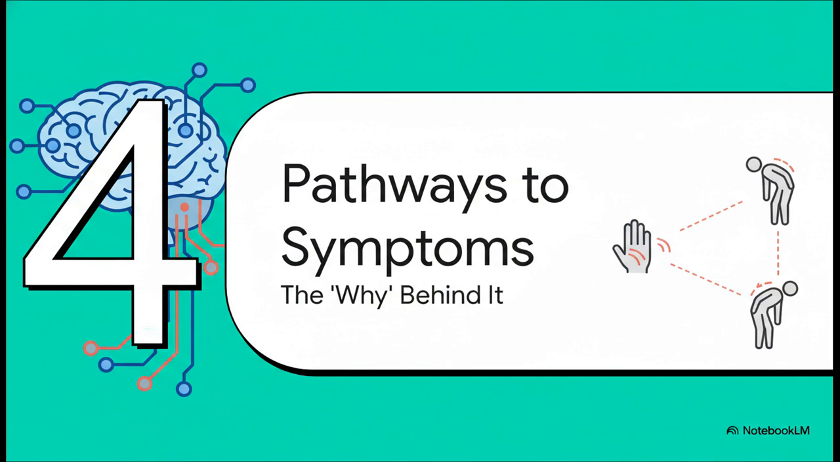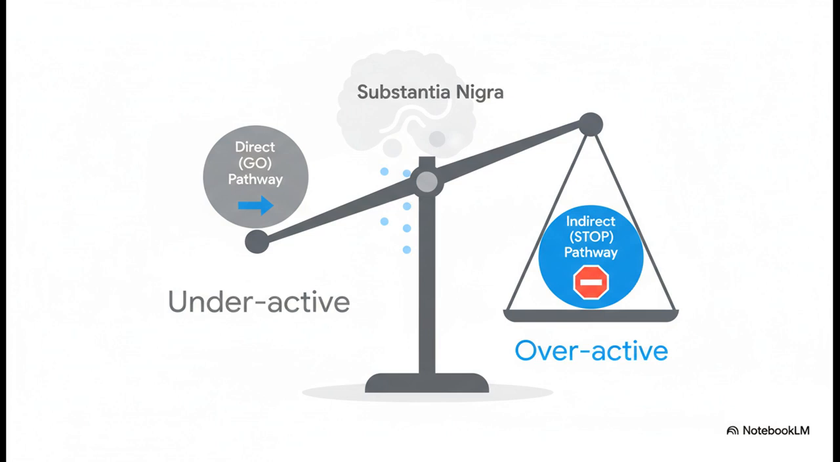Okay, Section 4. Now it's time to put all the pieces together. We're going to connect the dots and see exactly how dopamine loss in this circuit leads directly to the clinical signs we talked about earlier. This right here is the most crucial concept. In Parkinson's, when you lose dopamine, you get a double whammy.